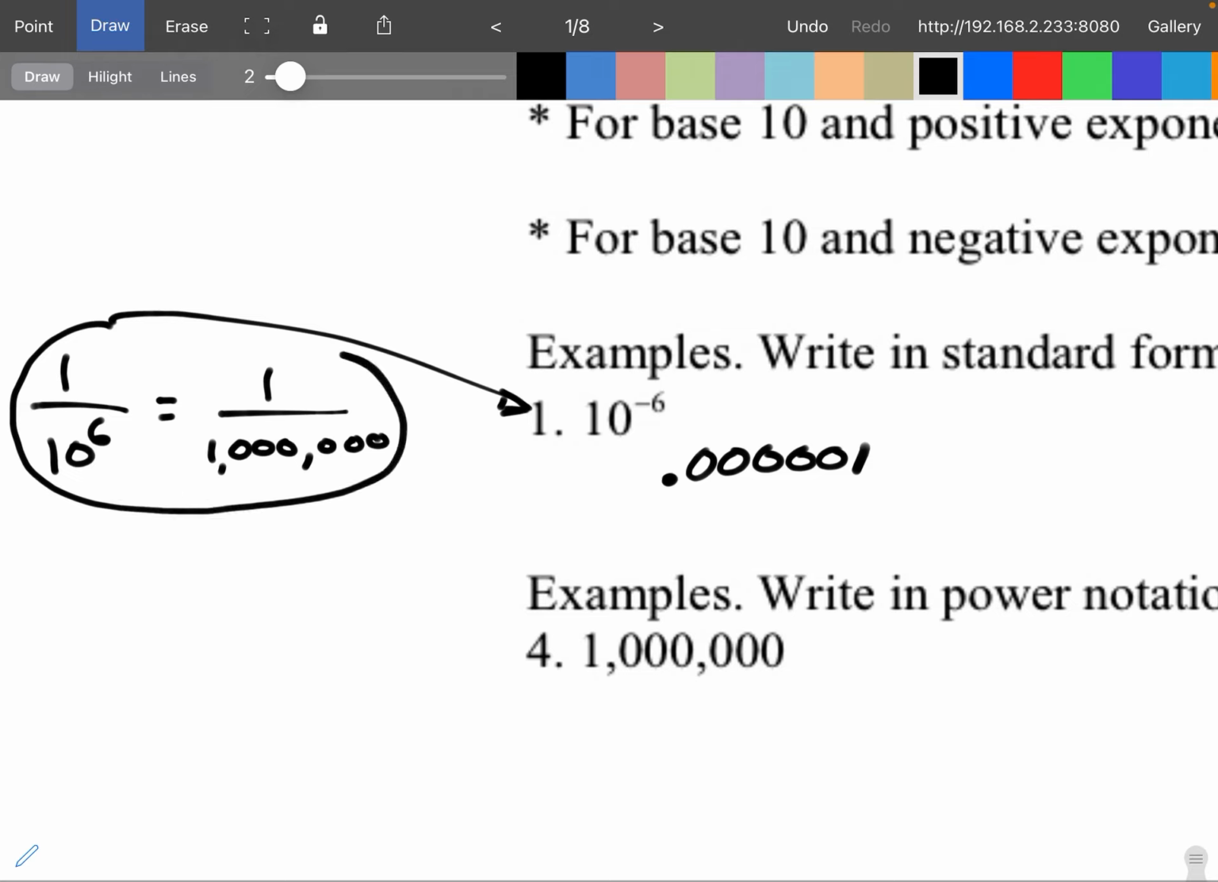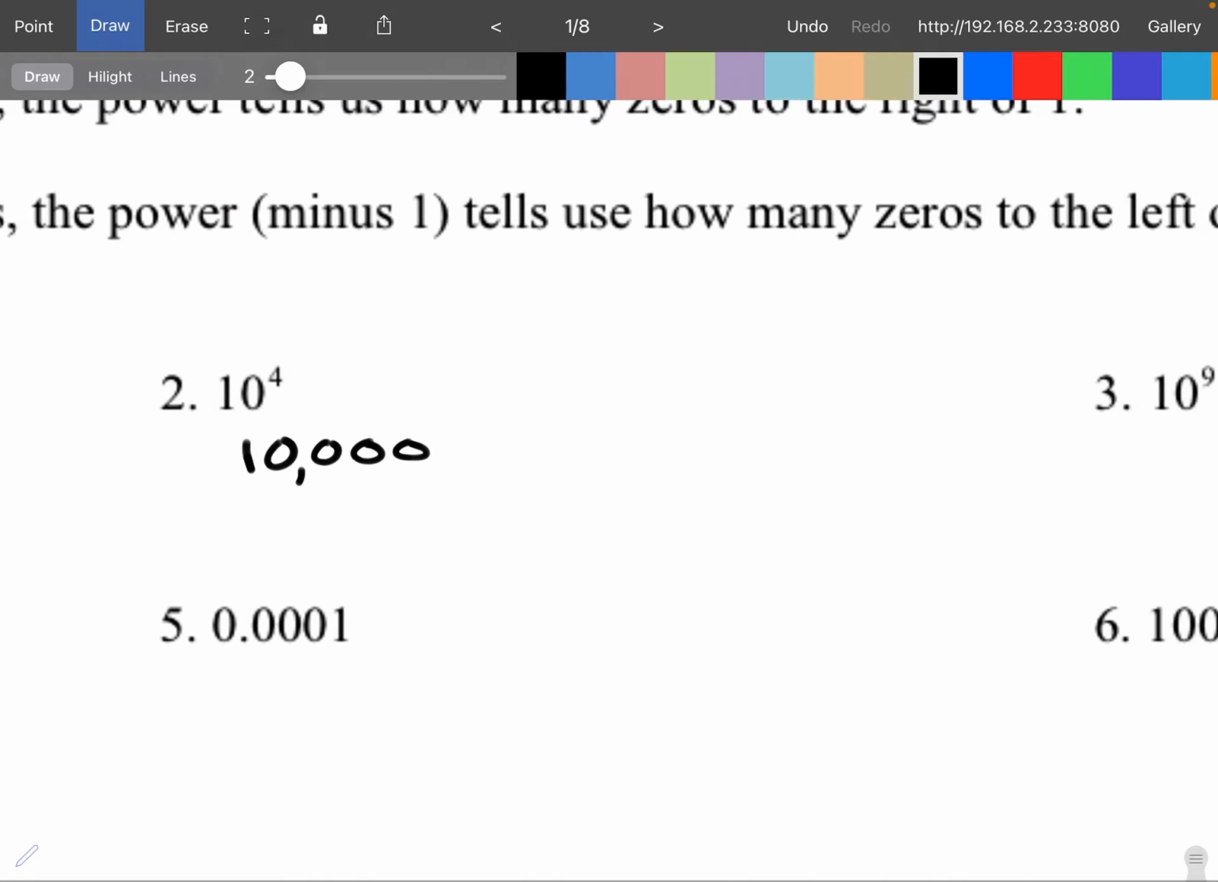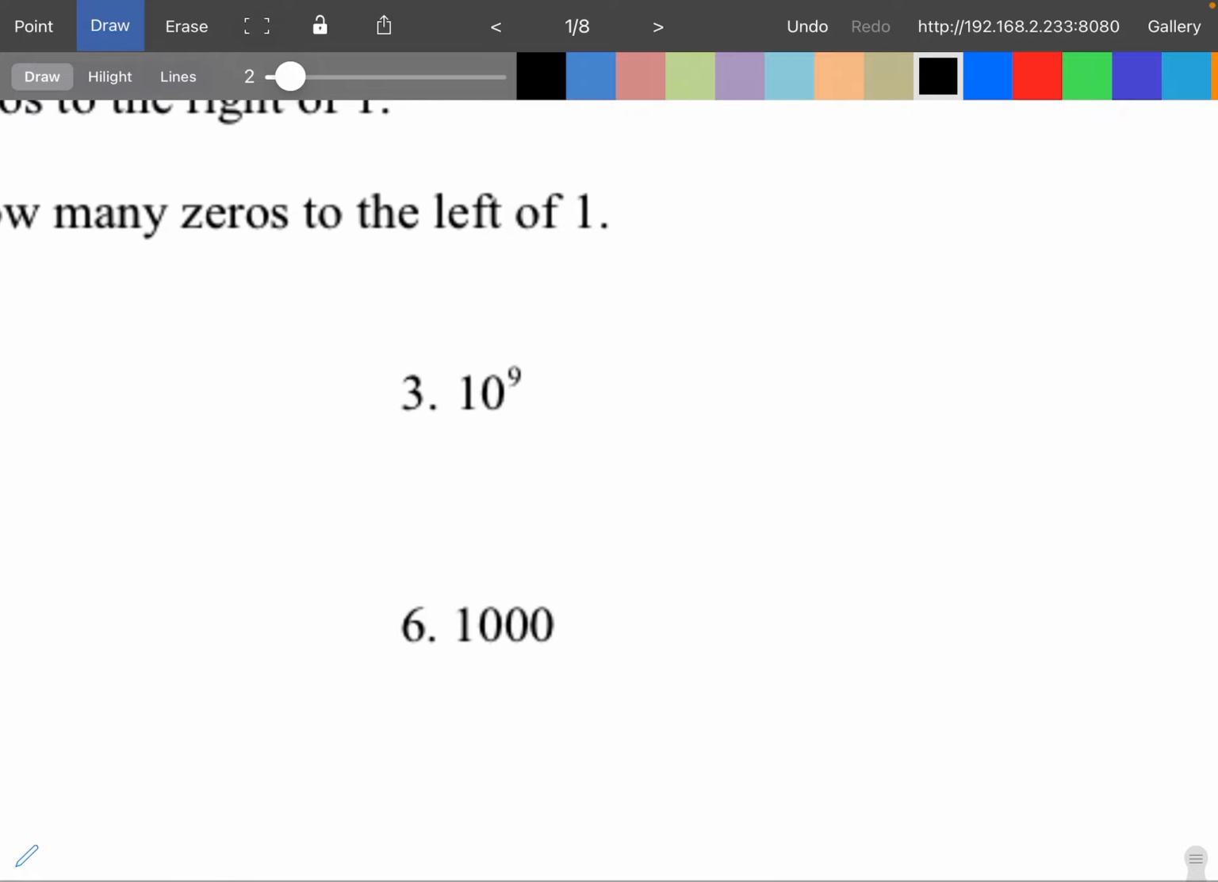All right. So let's go ahead and move on. Let's do number 3. So this is a 1 followed by how many zeros? Yep. 9 zeros to the right of 1, or 9 zeros after the 1. So it'll be 1, 2, 3, 4, 5, 6, 7, 8, 9. So that's 1 billion, isn't it?